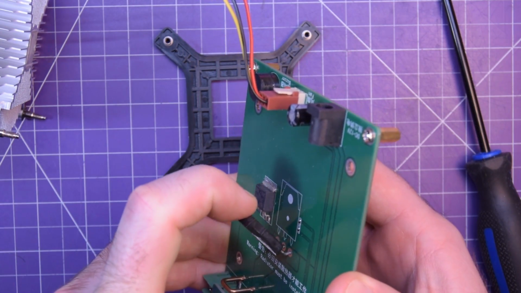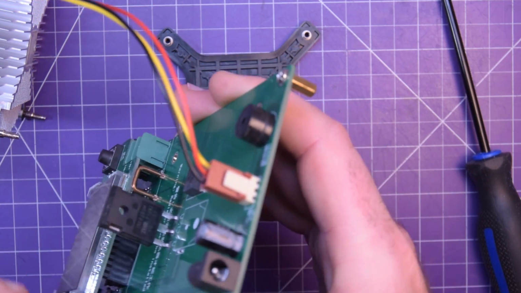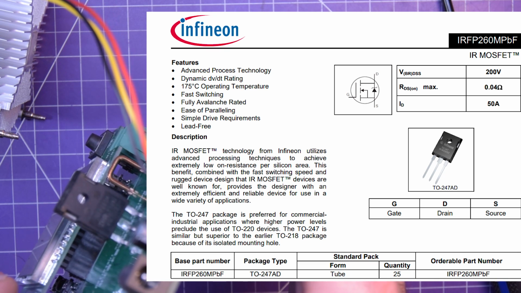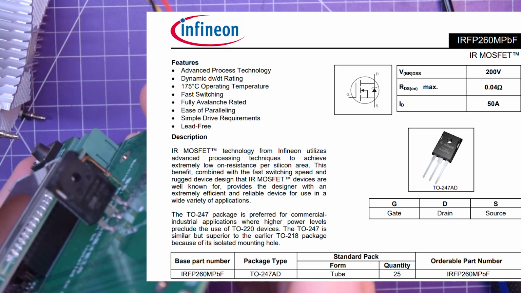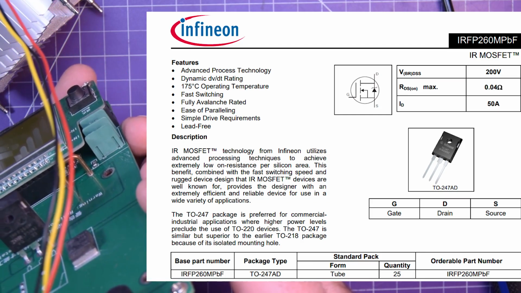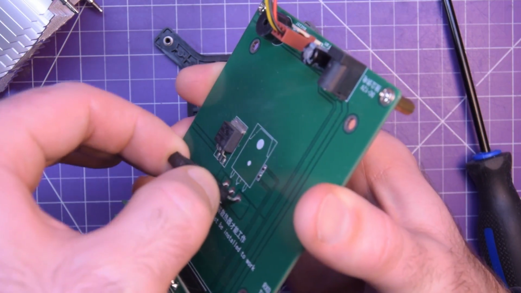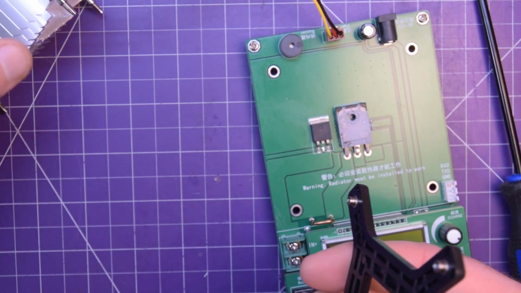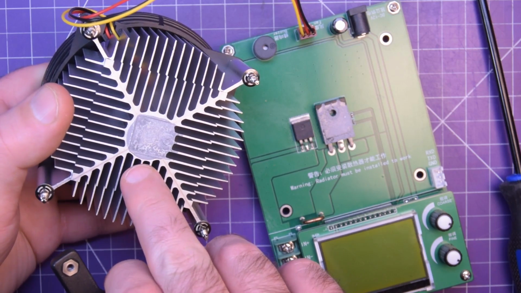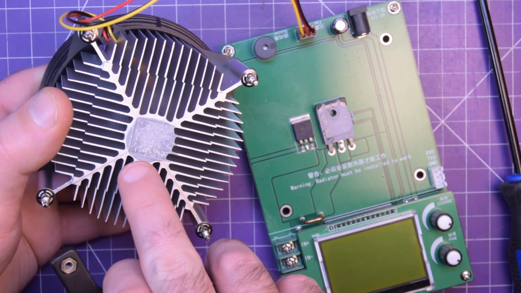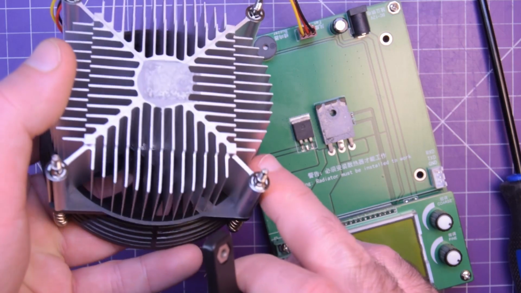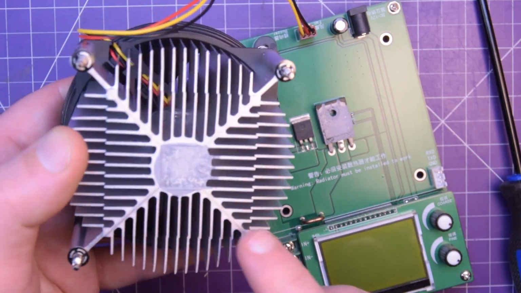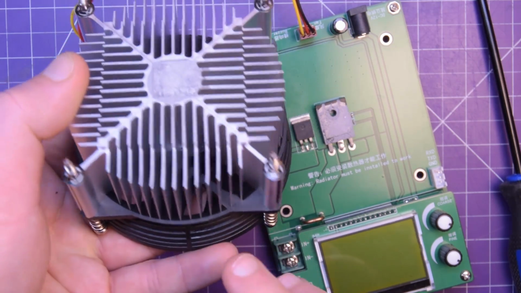I want to see what kind of MOSFET it is. It's an IRFP260M. Okay, it has some thermal compound on it. So it clearly has this sort of CPU cooler on it, but it's not quite a CPU cooler because the die in the middle is very small. And it looks like it was machined just for a MOSFET. So this is probably a purpose-built part.